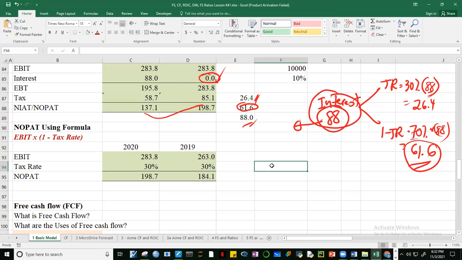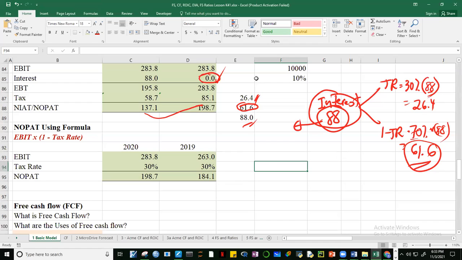Again, if we know the EBIT, we just subtract the effect of the tax rate on the EBIT. Okay, so it's EBIT times 1 minus tax rate. So that's EBIT times, in this case, 70%.